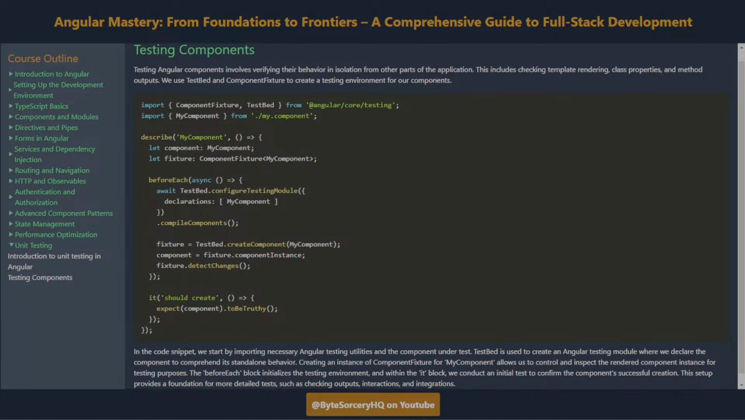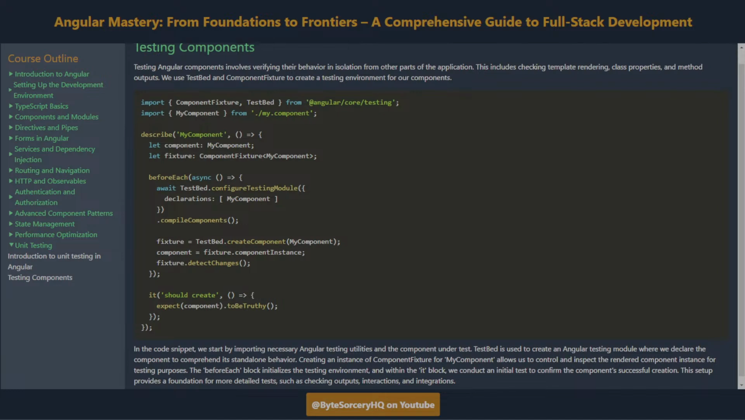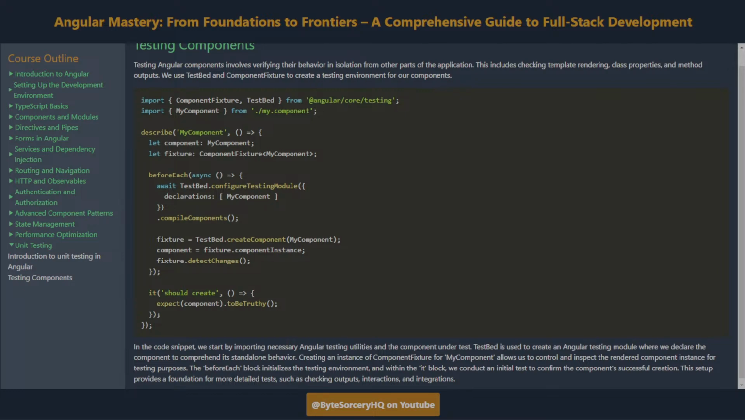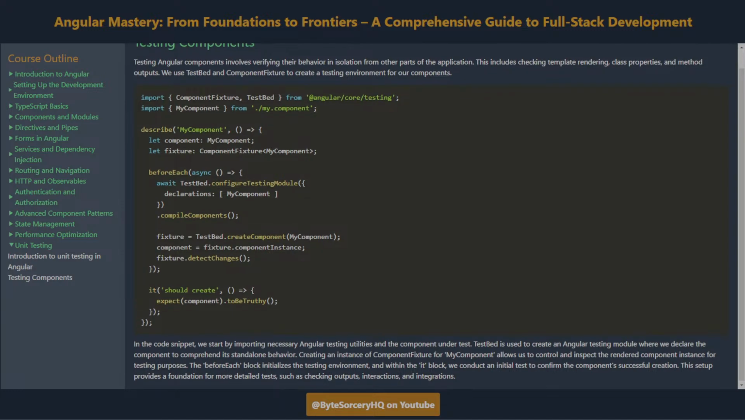Creating an instance of component fixture for my component allows us to control and inspect the rendered component instance for testing purposes. The beforeEach block initializes the testing environment, and within the it block, we conduct an initial test to confirm the component's successful creation. This setup provides a foundation for more detailed tests, such as checking outputs, interactions, and integrations.